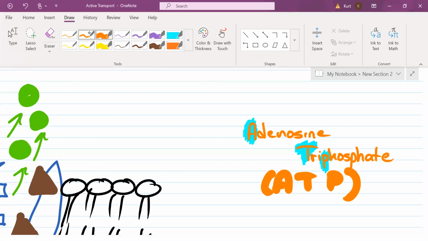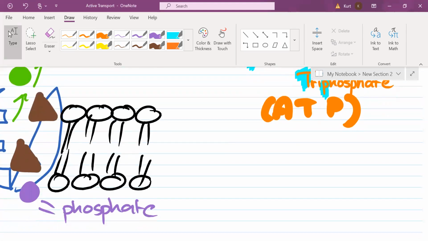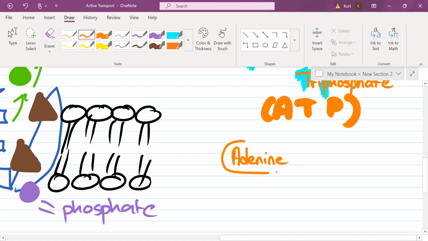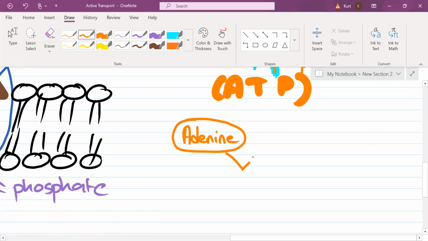Now, the way that ATP actually looks, it is an adenine molecule, like the same ones that you have from DNA and RNA. Adenine, guanine, cytosine, thymine, uracil. You have an adenine attached to a ribose sugar. Ribose is the sugar in RNA. It's a pentose. And then you have 1, 2, 3 phosphates. This is what ATP looks like, energy of the cell.